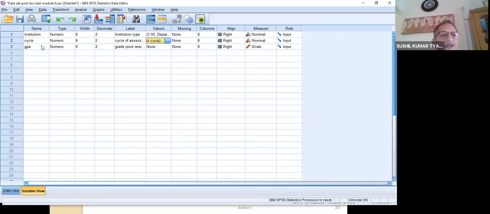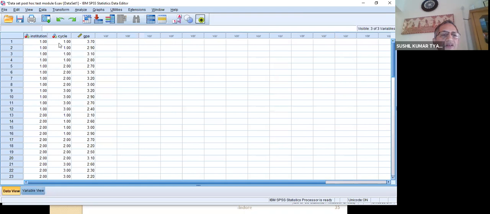And this is GPA, grade point average. So institutions are given grade point average by the NAAC. And there are 4 types of institutions and 3 types of cycles. So this is two-way ANOVA. We want to study the effect of institution on grade point average, the effect of cycle on the grade point average, and whether there is any interaction between the institution and cycle. Interactional effect of institution and cycle on grade point average.